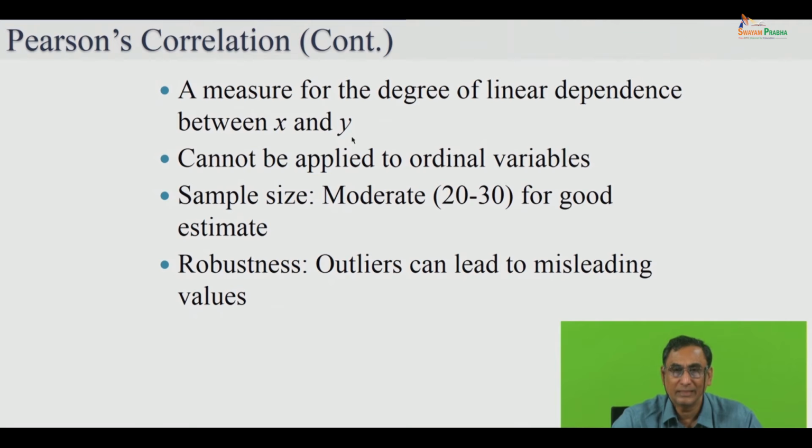Typically, in order to get a good estimate of the correlation coefficient between y and x, you need at least 20-30 points. That is generally recommended. And like your sample mean or the sample variance and standard deviation, if there are outliers, if there is one bad data point or experimental point which is wrongly recorded, for example, that can lead to misleading values of this correlation coefficient. So it is not robust with respect to outliers, just like the sample mean and sample variance we saw earlier.